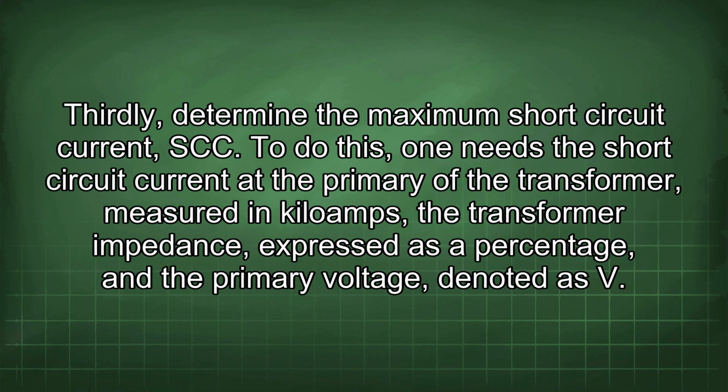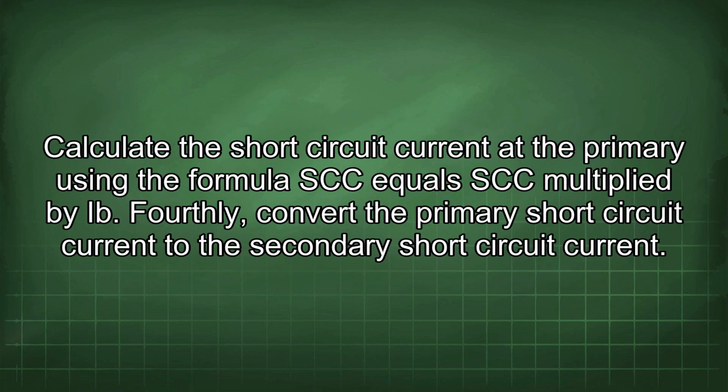Thirdly, determine the maximum short circuit current (SCC). To do this, one needs the short circuit current at the primary of the transformer, measured in kiloamps, the transformer impedance expressed as a percentage, and the primary voltage, denoted as V. Calculate the short circuit current at the primary using the formula SCC equals SCC multiplied by I.